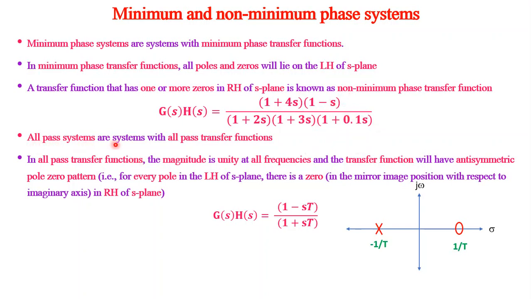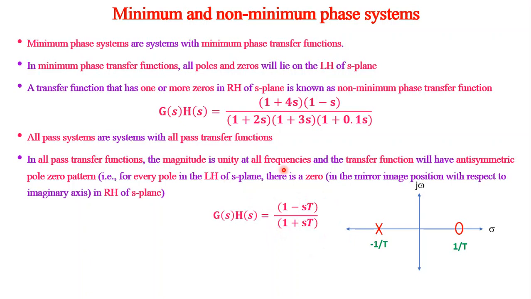Then one more classification, all pass systems are systems with all pass transfer function. So all pass, we know all pass filter means it passes all the frequencies. That means the magnitude is unity. All pass transfer function, the magnitude is unity at all frequencies. Any frequency you find out, magnitude is unity. For example, I consider 1 minus sT by 1 plus sT. What is the magnitude? Magnitude of 1 minus j omega T, divided by magnitude of 1 plus j omega T. This is also root of 1 plus omega square T square. This is also root of 1 plus omega square T square. At any omega, this is going to be 1 only. That is why I said magnitude is unity.